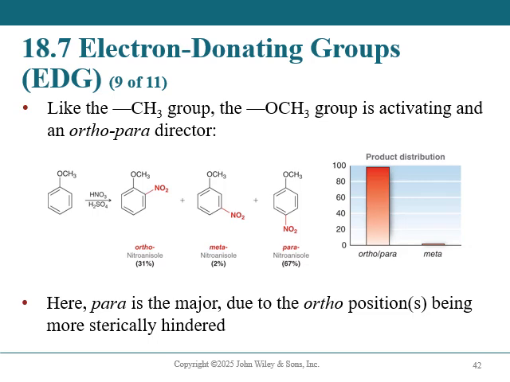Like the methyl group, the methoxy group is an activating ortho-para director. Here, para is the major product due to the ortho position being more sterically hindered. Now, steric hindrance will also play an important role in terms of those yields, right? We'll see that throughout the chapter. The bigger the group, the more likely one position is going to be favored over another.